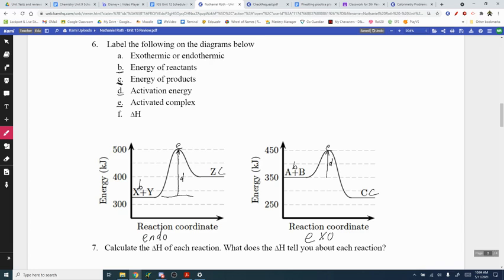And last is the delta H. Now the delta H, so F, is the difference between the reactants and the products. So reactants for this one is right here. The difference between the reactants and the products is our delta H. So for this one, it's right here, all the way to the reactants. There we go. That's our delta H. Okay.